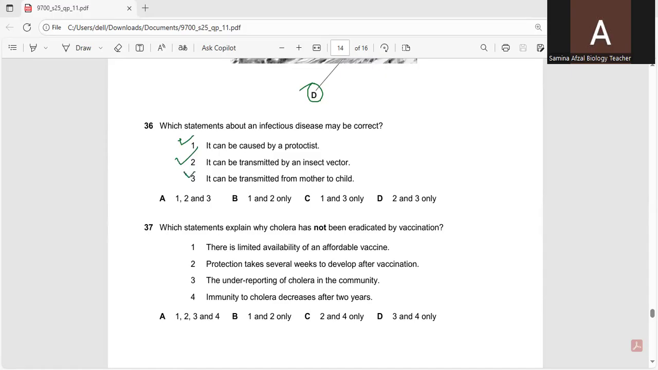Yes, it can be so. The first statement is that protists are single-celled eukaryotic organisms. Many of them are parasitic and cause infectious diseases in humans and other animals. For example, Plasmodium causes malaria. In this way, the first one is correct.